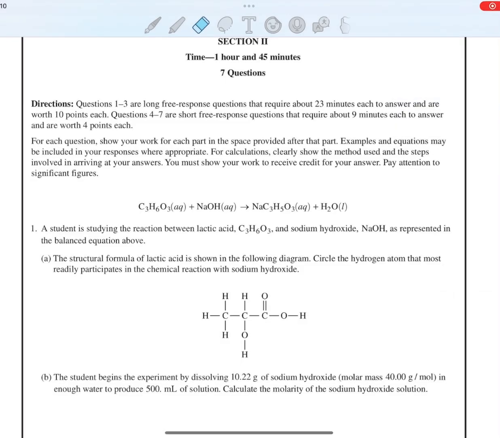Hello, in today's video lesson, we're going to look at question 1A and B on the 2024 AP Chem exam. So let's start by looking at this first question. A chemical equation is given to me, and this reaction is a titration problem, so it's a neutralization reaction. This compound here, lactic acid, is considered a weak acid, and we're reacting it with sodium hydroxide, which is a strong base.